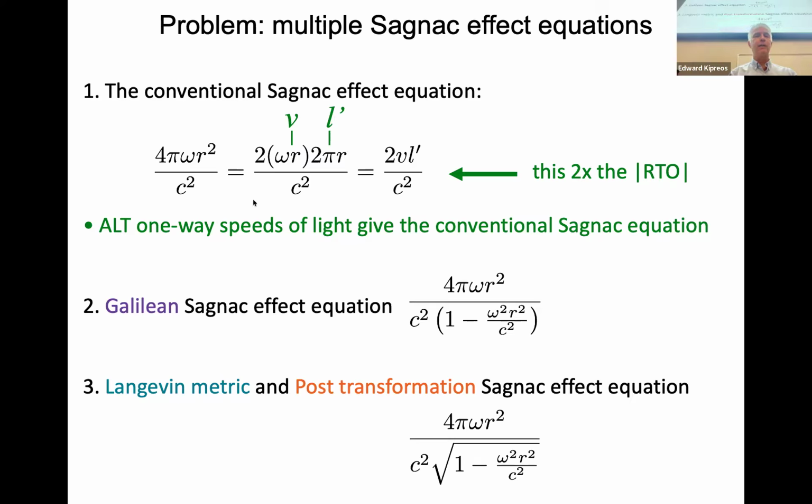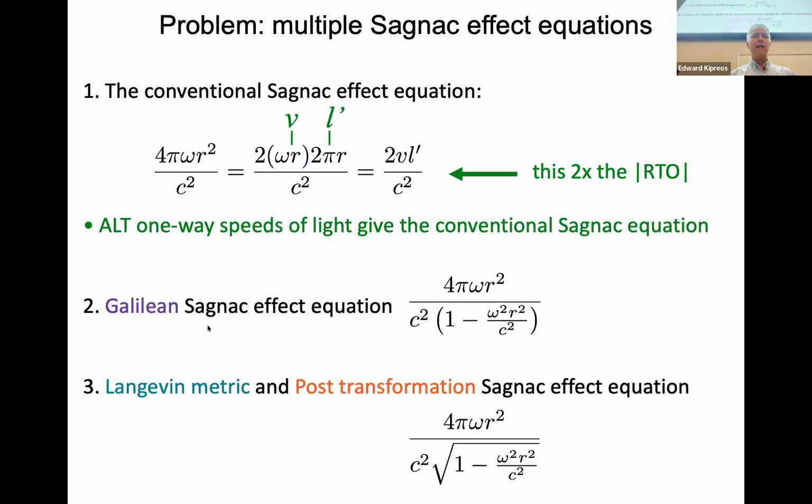So this whole thing is 2 times v L prime over c squared. And this is basically 2 times that RTO value, but in absolute terms. So the signs don't match, but it's just twice the RTO. And this is linked to Alt because the Alt one-way speeds of light will give this conventional Sagnac effect equation.